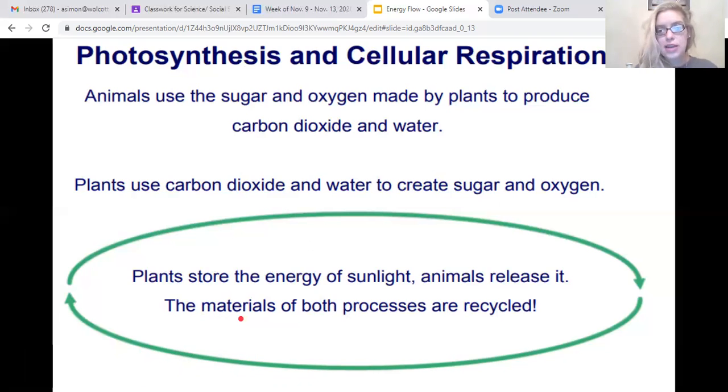From this, guys, we can see that both cellular respiration and photosynthesis are cycles. We need plants as much as plants need us, because if one or the other didn't exist, the whole cycle would break down and it wouldn't happen. So we need plants and plants need us for this cellular respiration and photosynthesis cycle to continue.